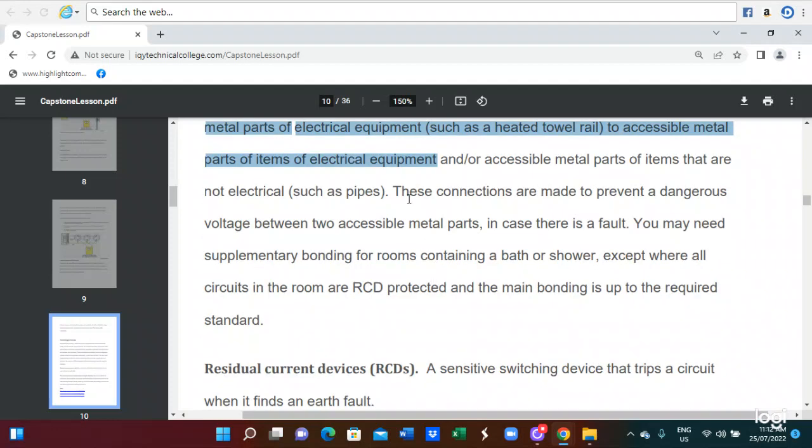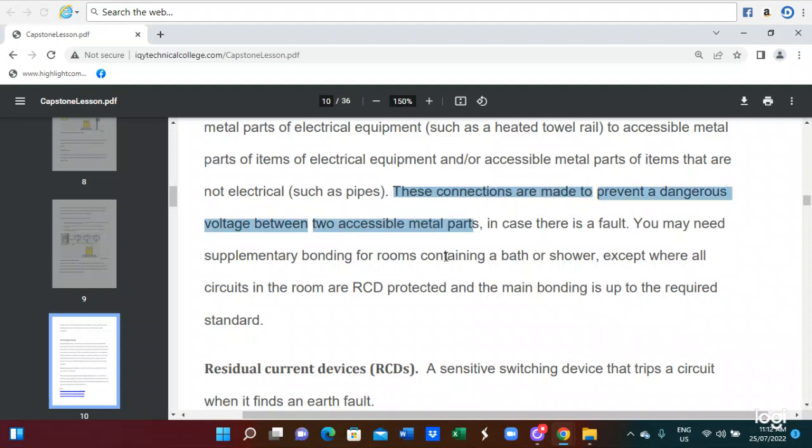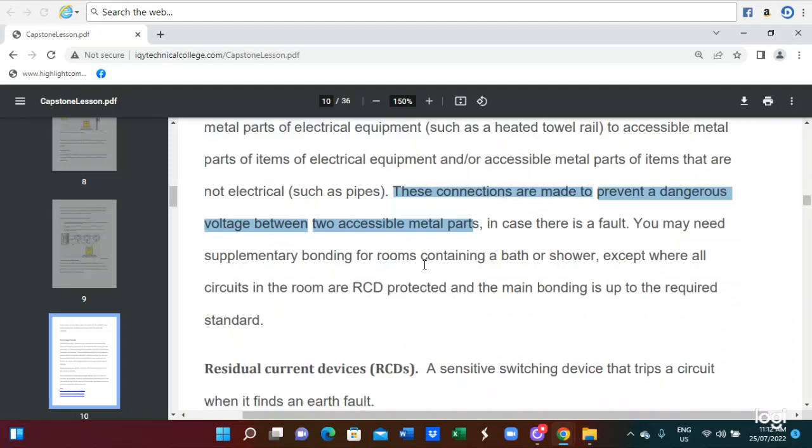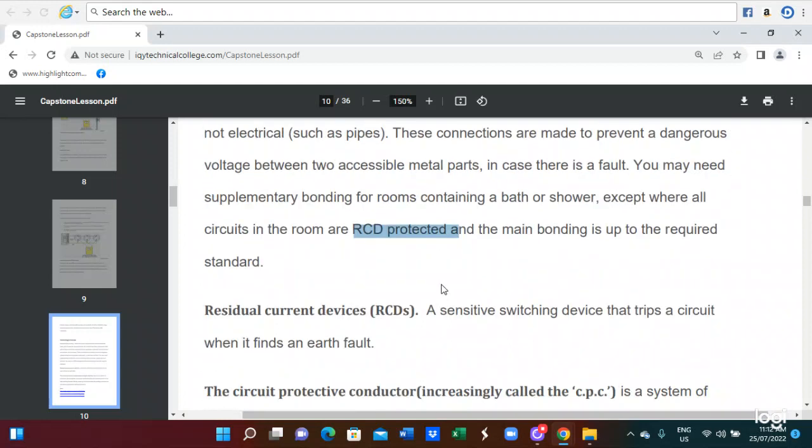These connections are made to prevent dangerous potential between two accessible metal parts. So any accessible metal part, we have to connect with this green and yellow wire. This connection is to remove the dangerous potential. If there is a fault, you may need supplementary bonding for a room containing a bath or shower. But if you are RCD protected, you may not need the supplementary bonding. Otherwise, you have to utilize it.